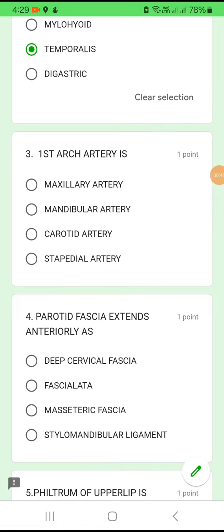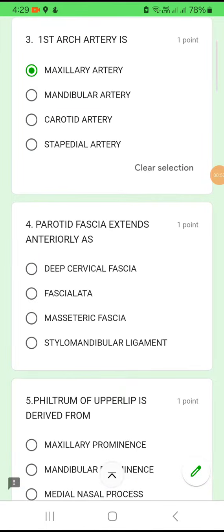Third question, the first arch artery. So which is the first arch artery? Maxillary or mandibular? Definitely option A, maxillary artery is the first arch artery. So option A is the right answer.